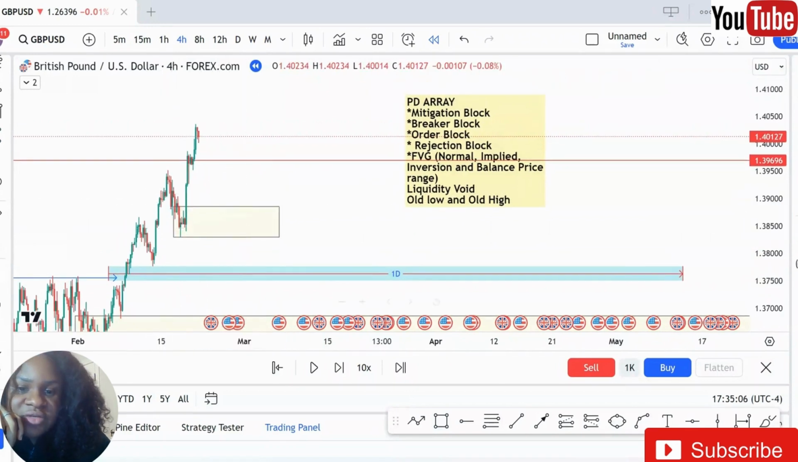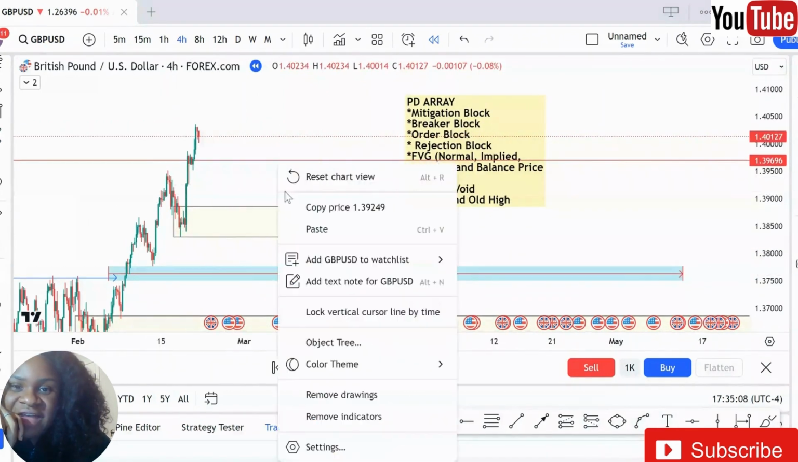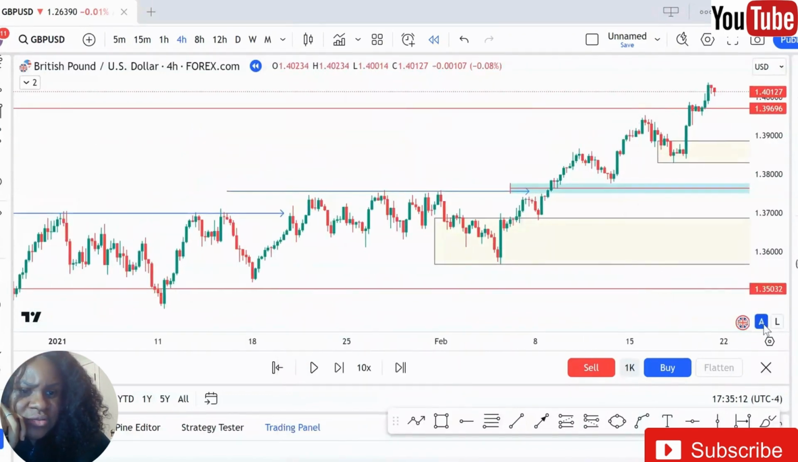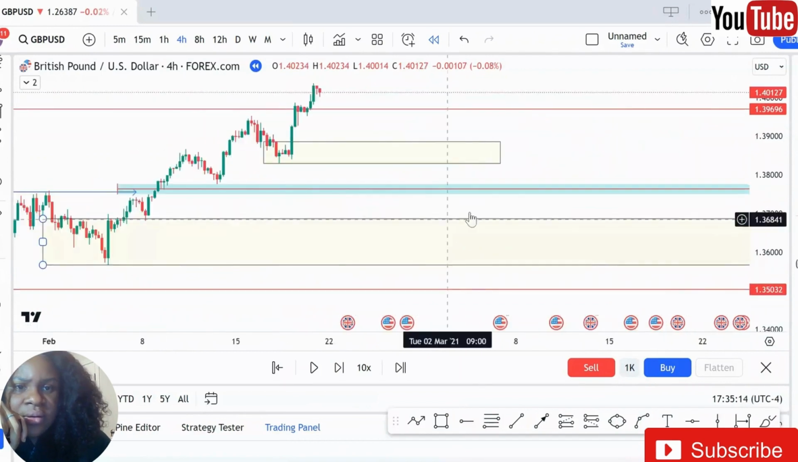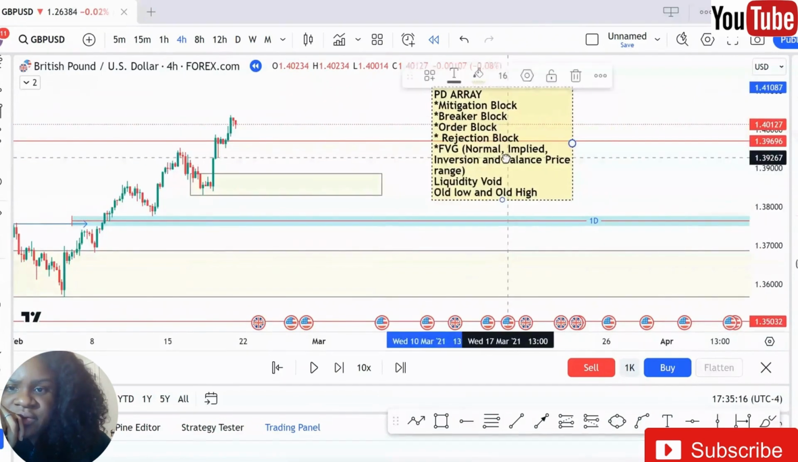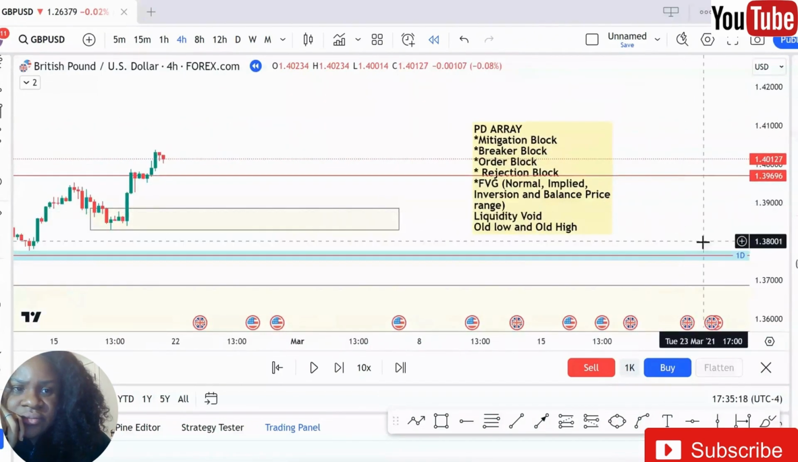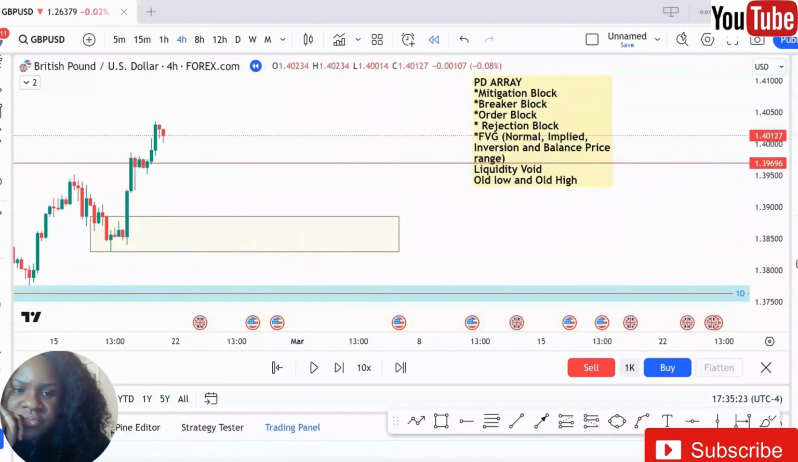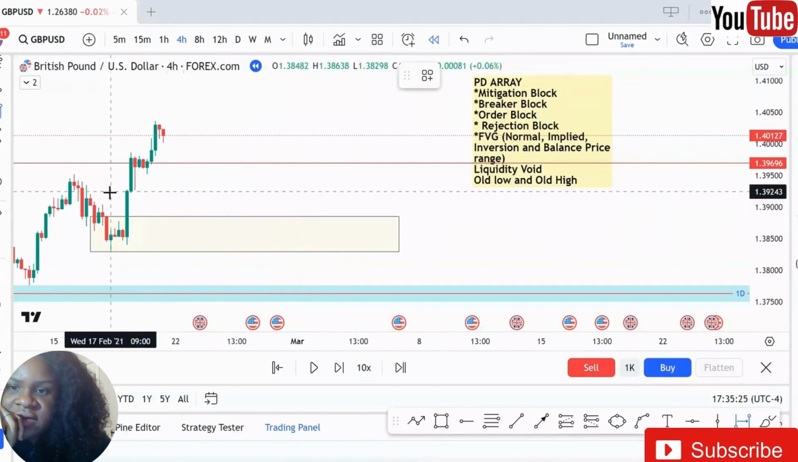Then what do I have again? Do I have a fair value gap? No, I have a liquidity void. I want you to see it very well. Why is it acting so funny? Now you can see it. This is the liquidity void, impulse move. You can see it right around here.